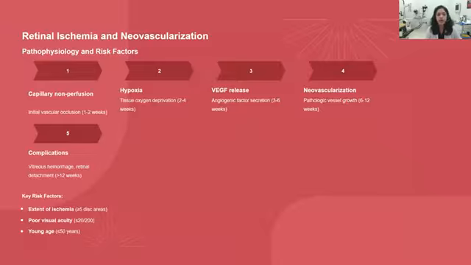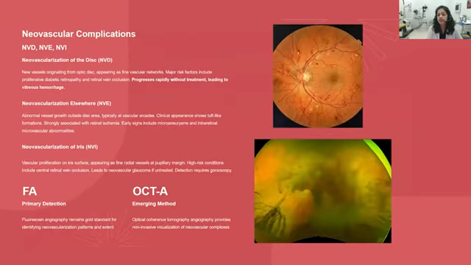Neovascular complications can include neovascularization of the disc, neovascularization elsewhere, and neovascularization of the iris. Of course, like I told you, FFA is the primary mode of detection because only FFA can detect leaks, whereas OCTA can also detect more obvious neovascular complexes, although it does not detect leaks.